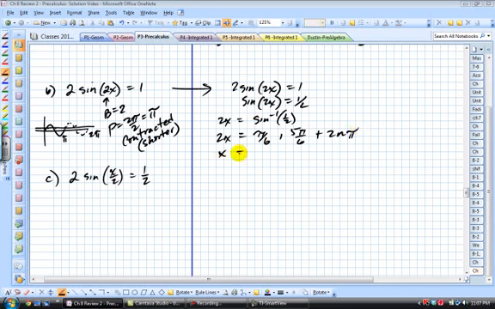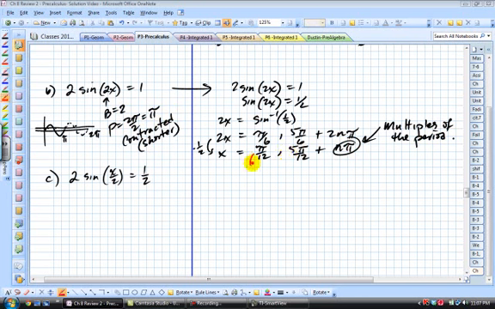And that tells me that x is equal to, from here to here, I have to multiply by 1/2. So I get pi/12 and 5 pi/12 plus 1/2 of that, which is just n pi. And notice this right here, this is called multiples of the period. That's what this is right here. The period's pi. And if you want more solutions, simply add pi.